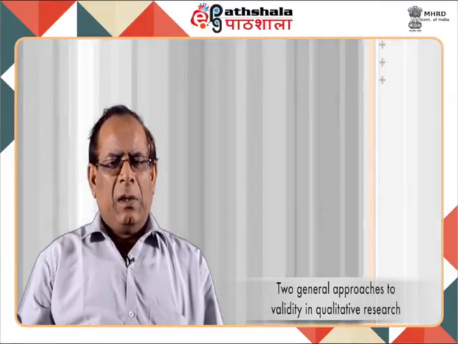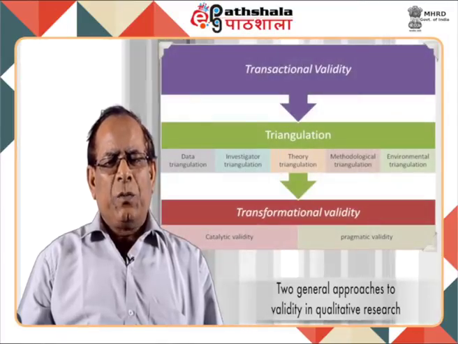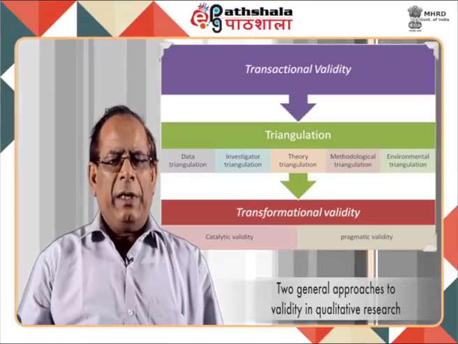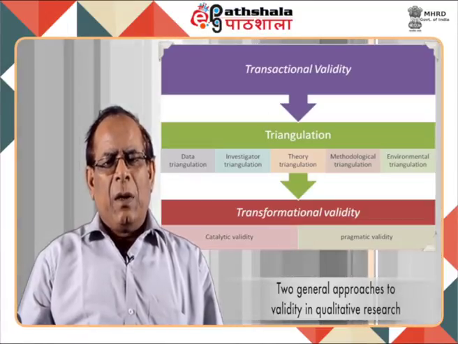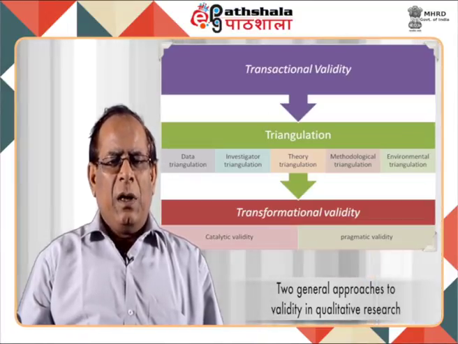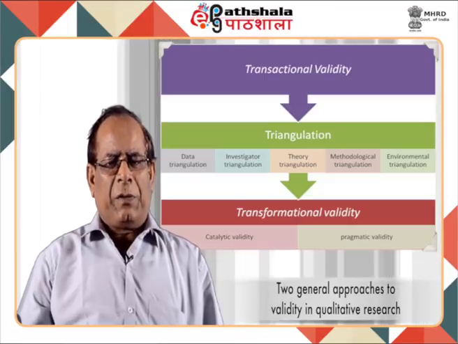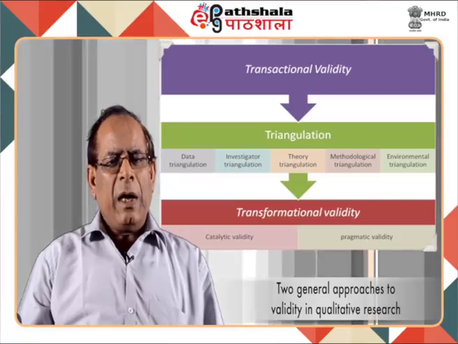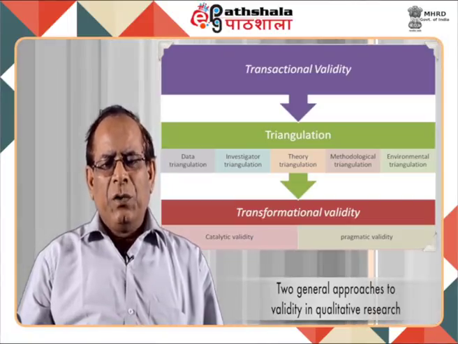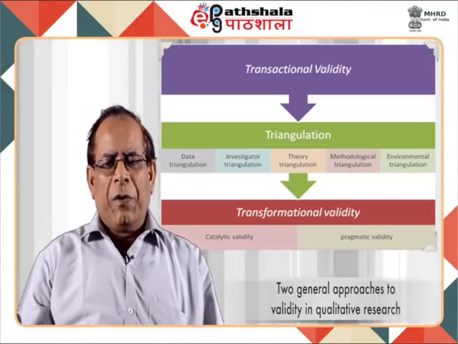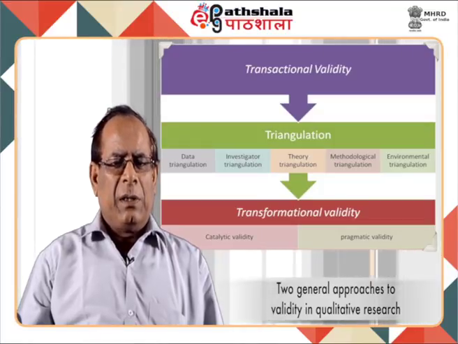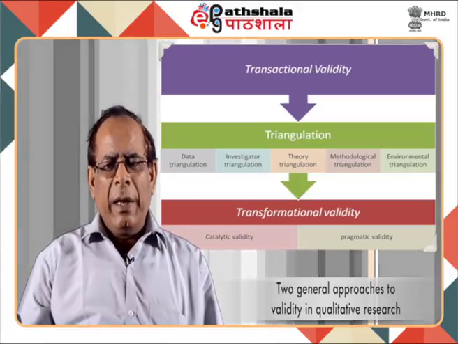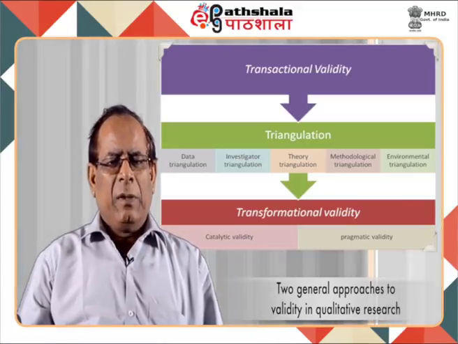Triangulation. Triangulation is a method used by qualitative researchers to check and establish validity in research studies by analyzing a research question from multiple perspectives. There are 5 types of triangulation. Data triangulation involves using different sources of information in order to increase the validity of a study. It is the most popular and easiest to implement.